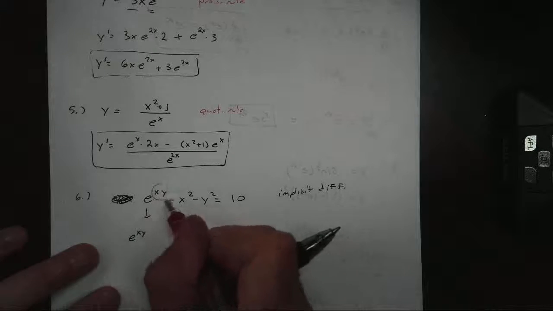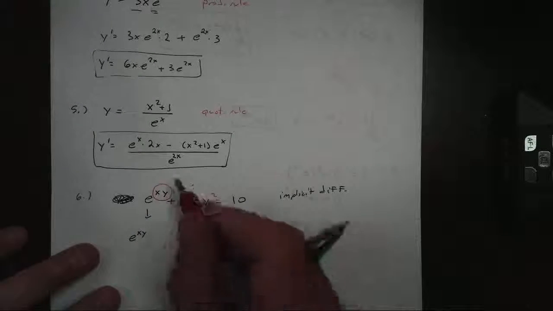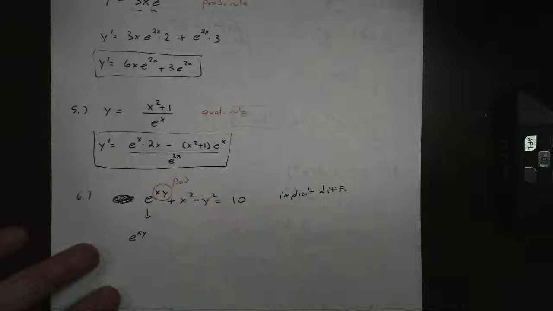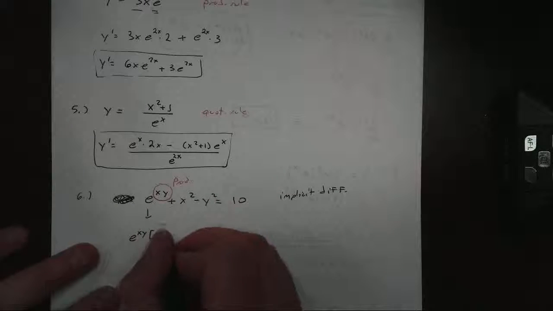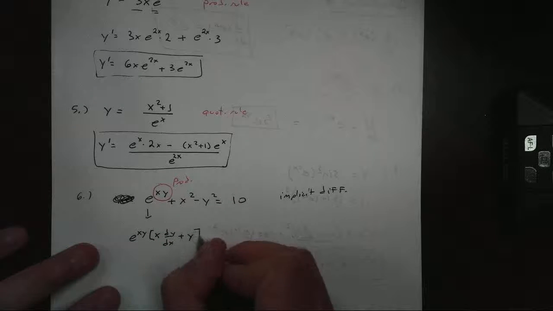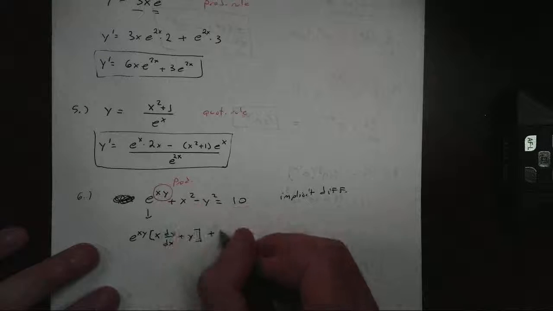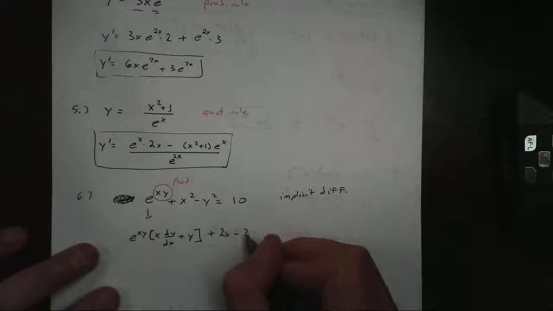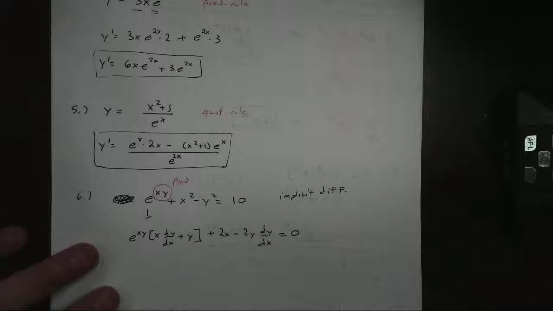So when we take the derivative, anytime you take the derivative of an exponential, you're going to get that exponential back. So we get e to the xy, but if you notice we have an xy here, that's our product rule. So we have a product right here. When we take its derivative, it's going to be the first times the derivative of the second plus the second times the derivative of the first. Then go here, plus 2x minus 2y dy dx equals 0.